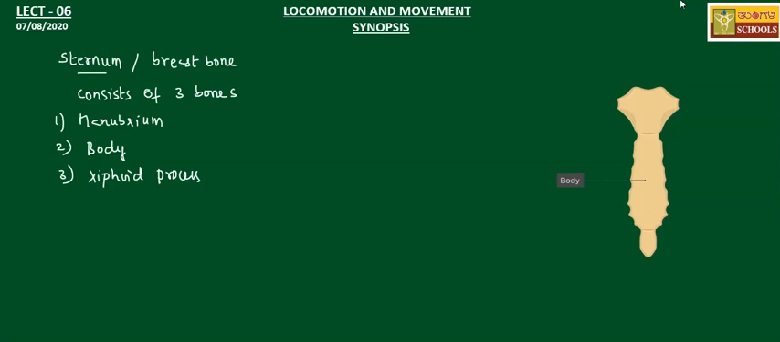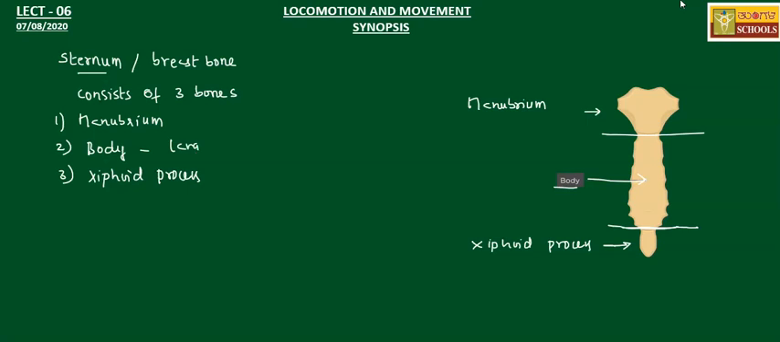Now in this picture, up to here, this portion is what we call the manubrium, and this portion is the body. The body will be up to here, and below this there is a small portion called the xiphoid process. So there are three parts, and out of these the body will be the largest part of the sternum, and the xiphoid process will be the smallest.